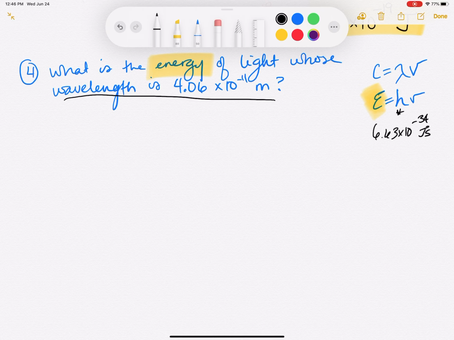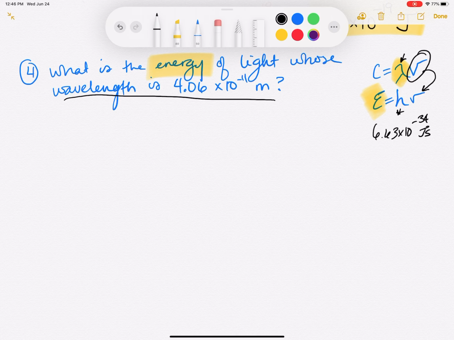Frequency is something that I can solve for. But I'm not looking for Planck's constant. That's a constant. I don't have frequency. I'm looking for energy, but the only variable that I have right now is my wavelength. So I need to figure out how to go from my wavelength and solve for my frequency to then plug that into my other equation. I need to figure out how to tie the two equations together.